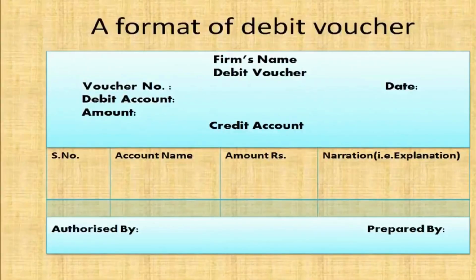Here is a format of a debit voucher. Here you have to write the firm name, debit voucher, voucher number, date, debit account, amount, credit account. Then in different columns, serial number, account name, amount, narration. Signed or prepared by the accountant. Countersigned by the authorized signatory.